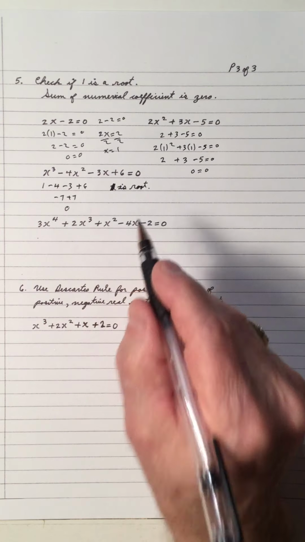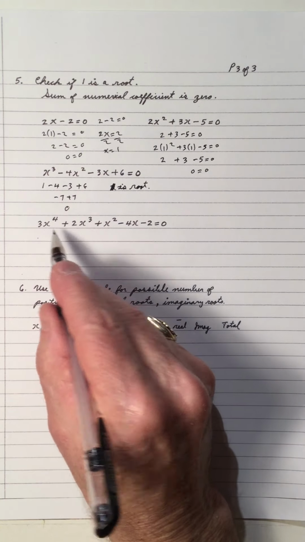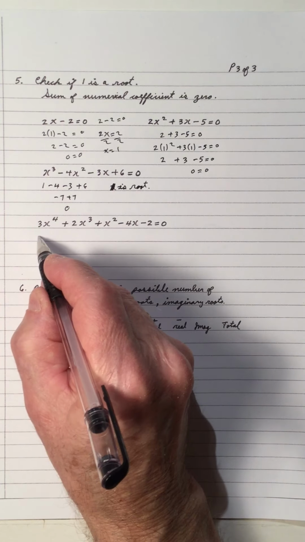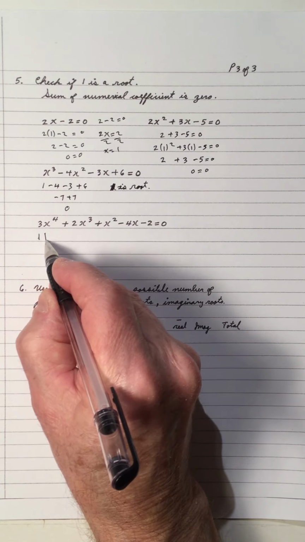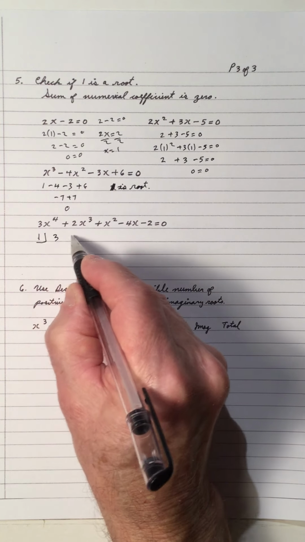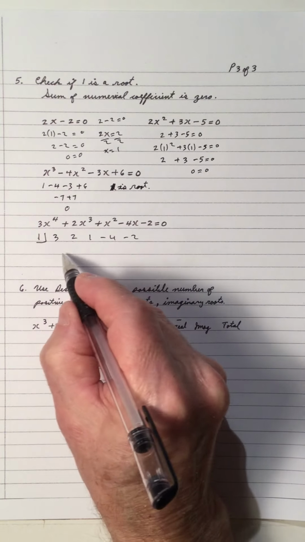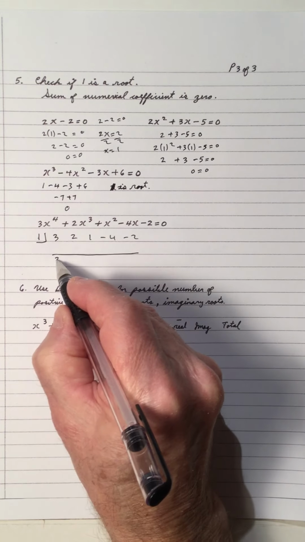So they add up to 0, so 1 is a root. So if I were doing this one, I say 1 is a root. So then I go 1, and I do the synthetic division. I go 3, 2, 1, -4, -2.